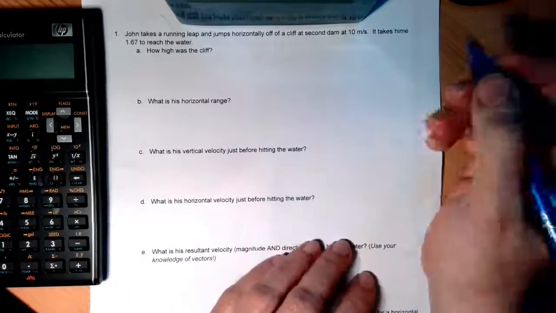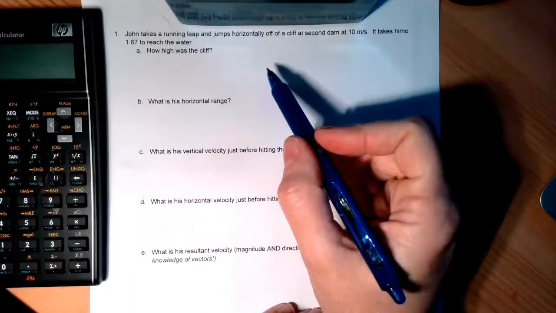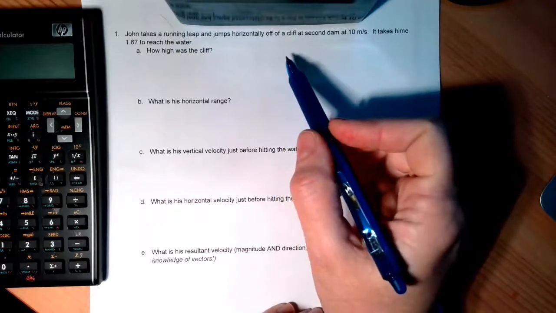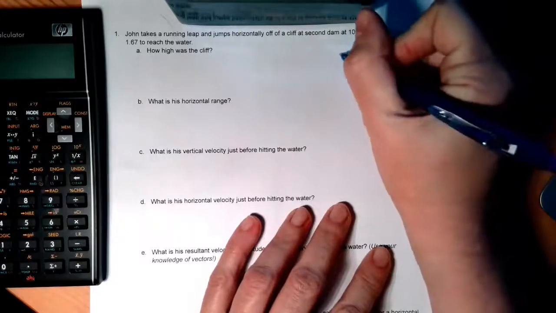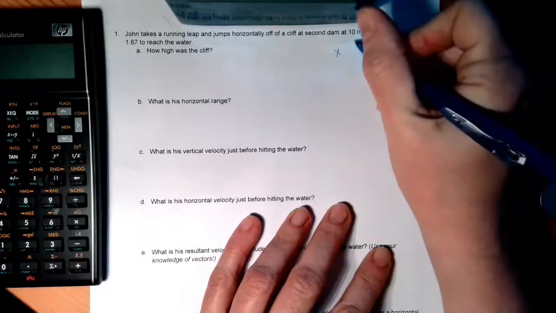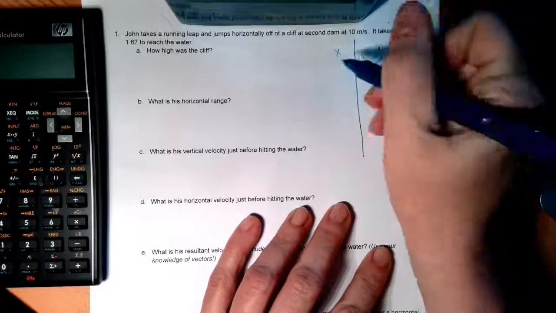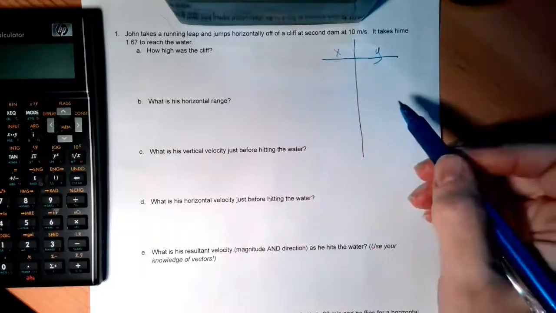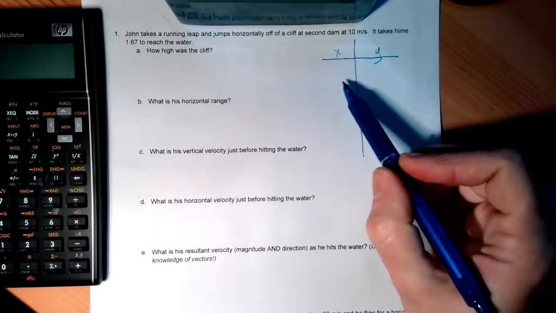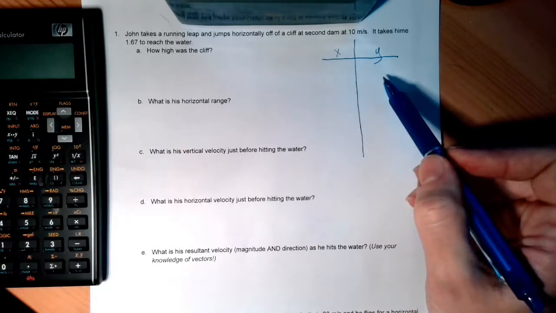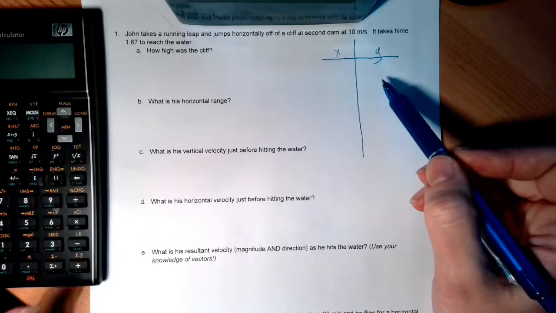All right. So John takes a running leap and jumps horizontally off of a cliff at Second Dam. Please be careful if you ever do this. All right. So X, Y. It is critical to keep your data separate in an XY chart. The reason is that if you mix X and Y numbers in the same formula, it's hard for me to even find you a point. It's basically a bloodbath, okay?